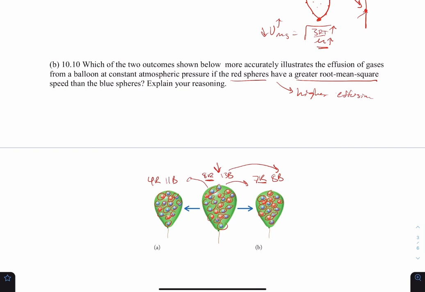Let's see if it's demonstrated over here. If we started with 8 red and went down to 4 red, that's a pretty significant drop. That's half. We've gone down by half. And 13 went down to 11. That's decreased, obviously, but it's not quite as significant a decrease as the red, which accurately depicts what we're trying to show. We're trying to show that the red spheres have a higher effusion rate, so there should be proportionally fewer of them in the second situation than there are of the blue spheres.